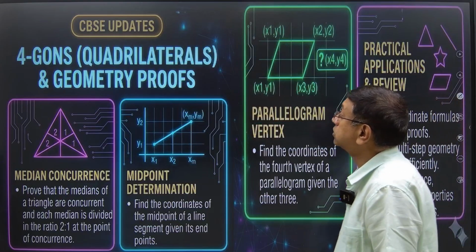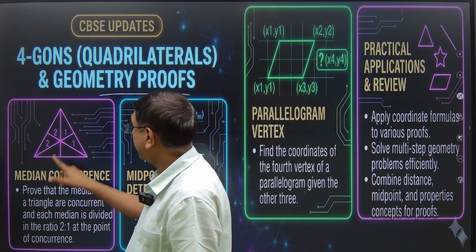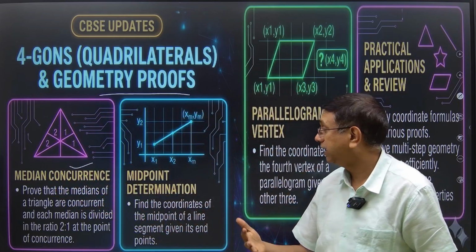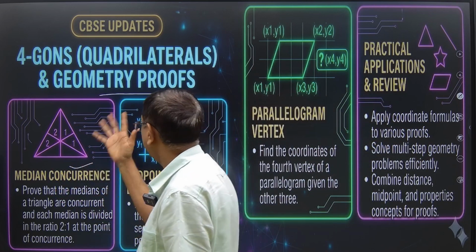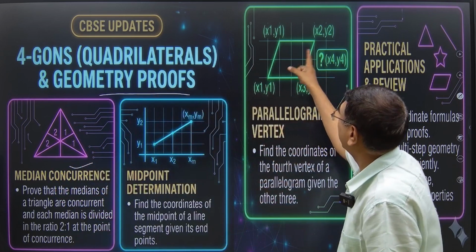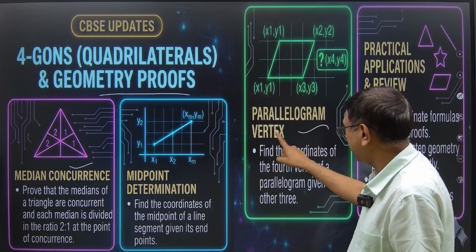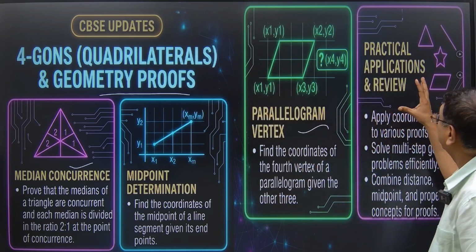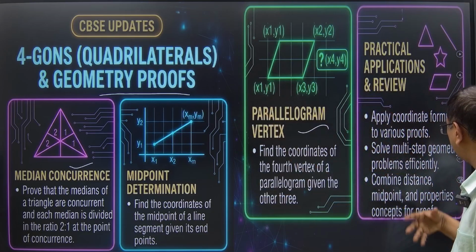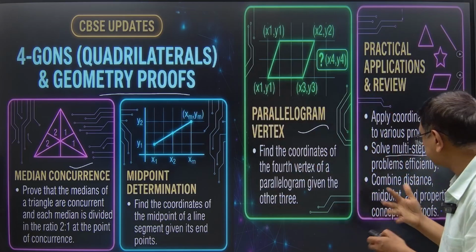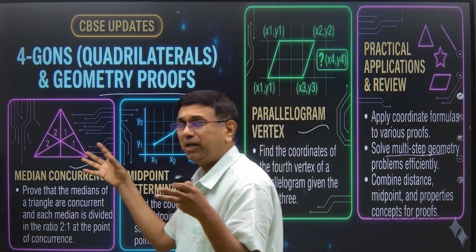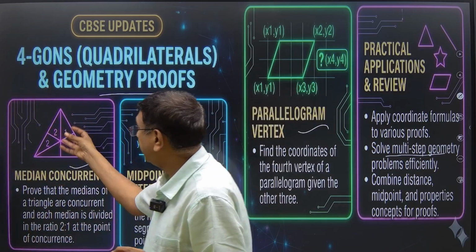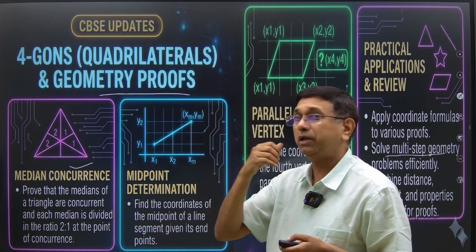Then you have polygons, quadrilaterals and geometric proof. ये एक median concurrence proof है, 2:1 ratio जो हम use करते थे, which they have actually asked to find here. You will find this parallelogram vertex, though it's a part of coordinate geometry only, which you will find missing coordinates. Then you have practical application, applying coordinate formulas, solving multi-step geometry problems easily. So a little bit of a mixture of geometry and coordinate geometry. So you are proving here in geometry and using the concept in coordinate geometry.